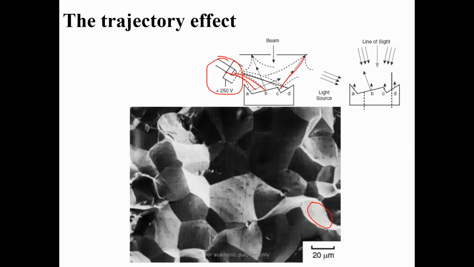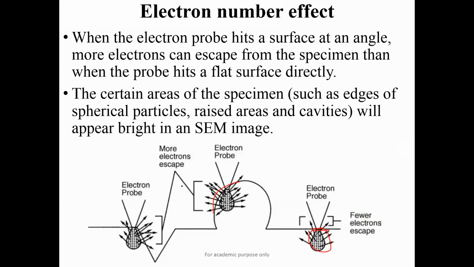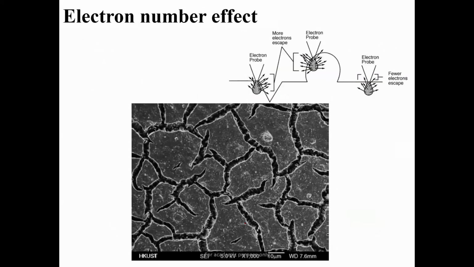So in the trajectory effect, the faces in your sample which are facing the detector will look brighter. And similarly, if a flat surface is there, a fewer number of electrons will escape, and that's why this surface will look dark.